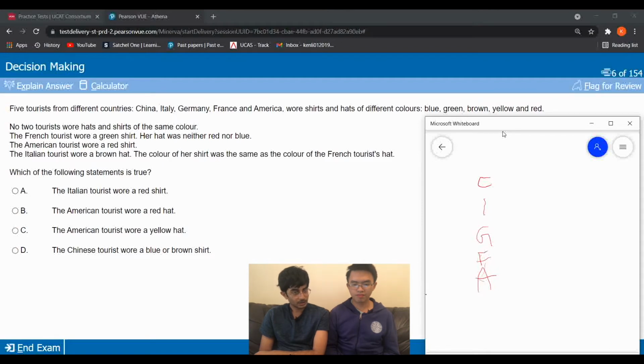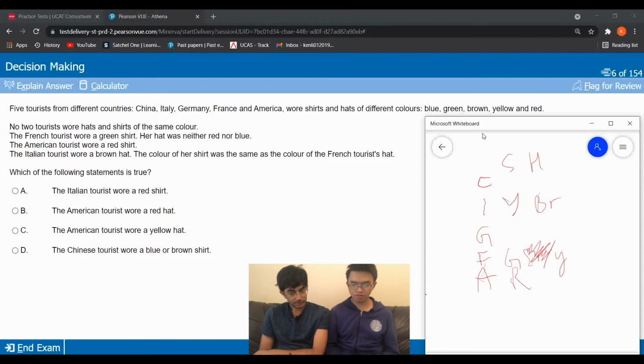Okay, so that's fine. French tourist wore a green shirt. Her hat was neither red or blue. So, you know that shirts. This is hats. So the French tourist wore a green shirt. Hat was neither red or blue or green. So it's either brown or yellow. American tourist wore a red shirt. Italian tourist wore a brown hat. Okay, so you know that the French tourist wore a yellow hat. The colour of her shirt was the same as the girl, so you know this is yellow, which is true.